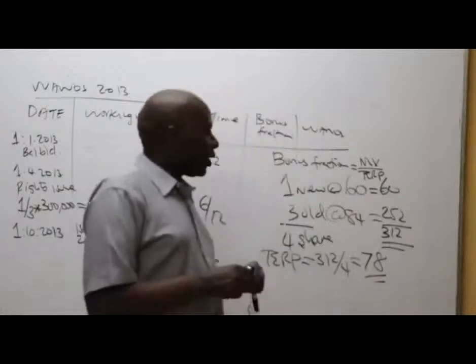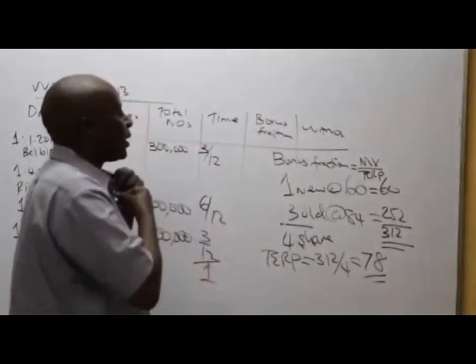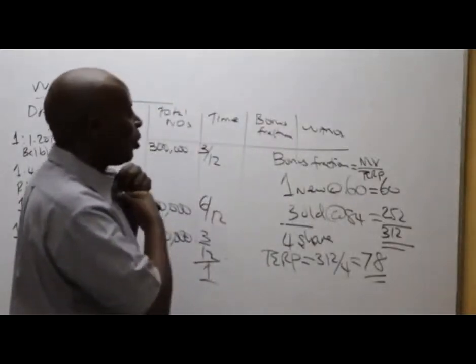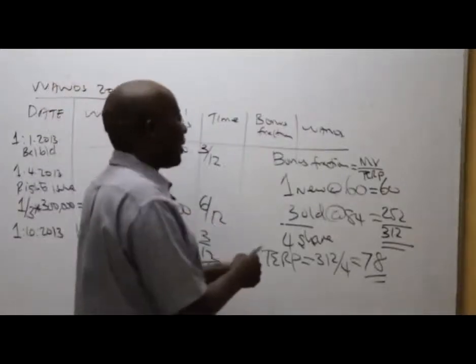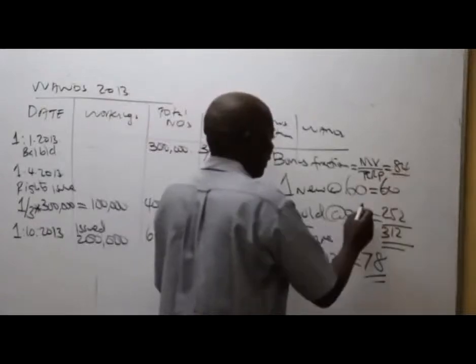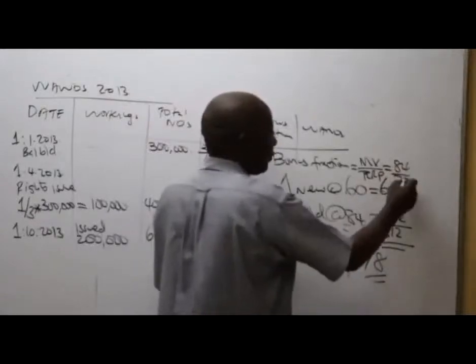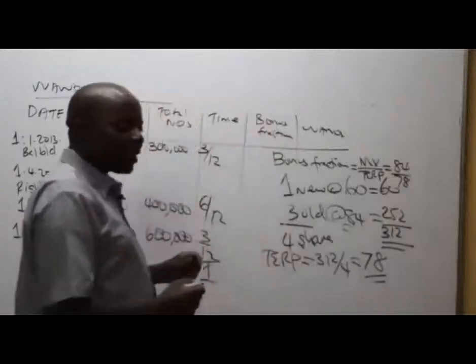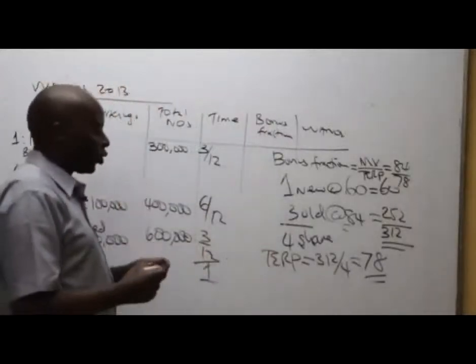Thank you so much. Students have come here and told me, teacher, now we have the bonus fraction as the market value of these old shares, 84, all over the theoretical ex-rights price, which is 78. But again, there is a mistake I normally see my students making.